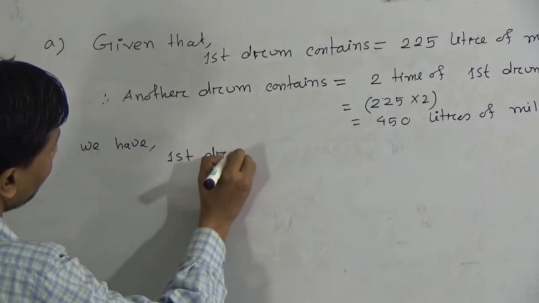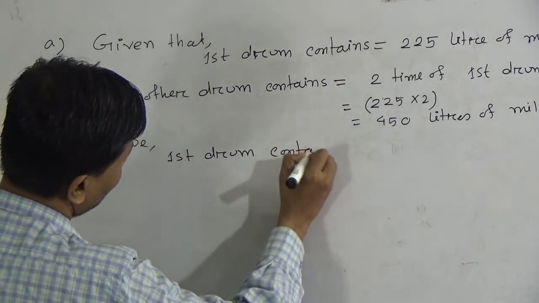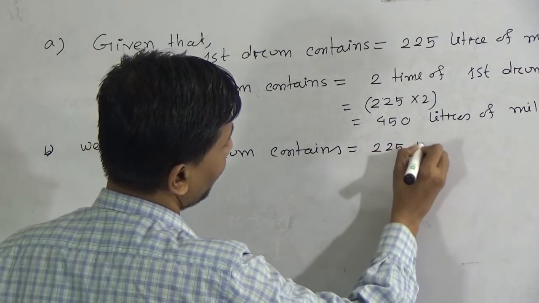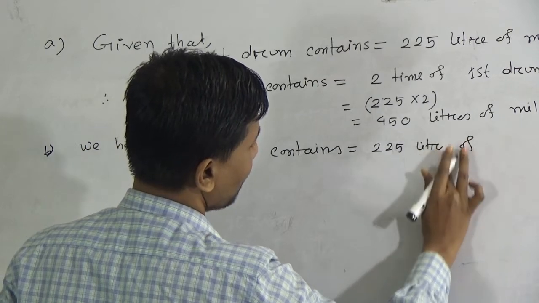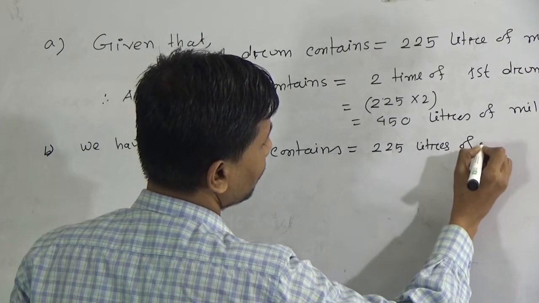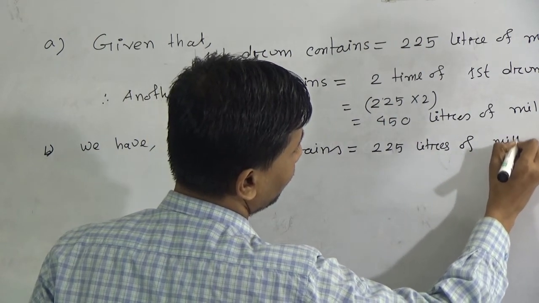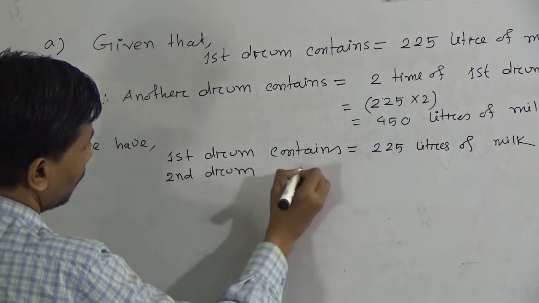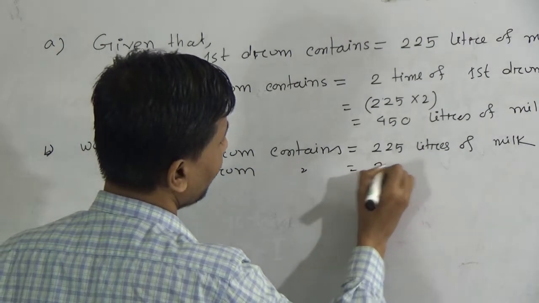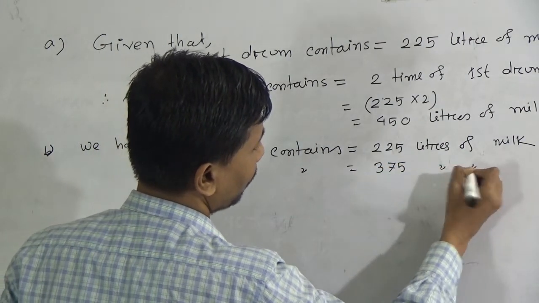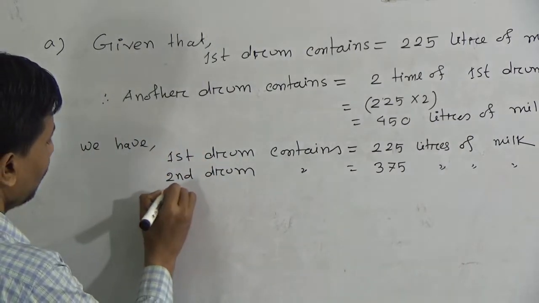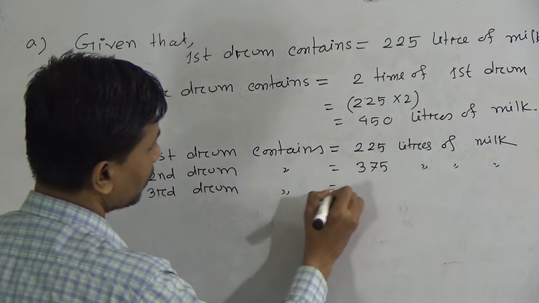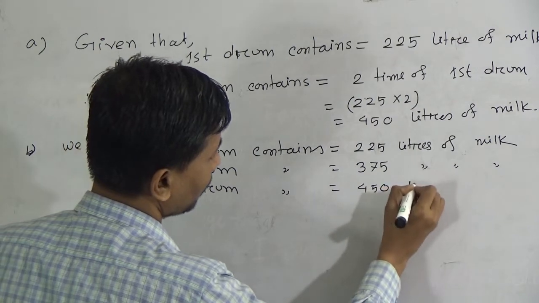First drum contains 225 liters of milk. Second drum contains 375 liters of milk, and third drum contains 450 liters of milk.